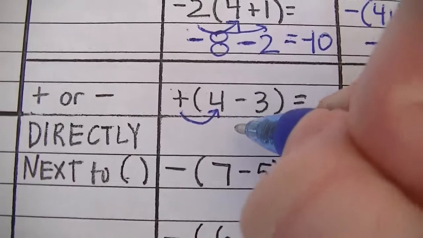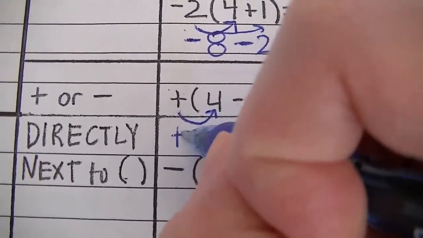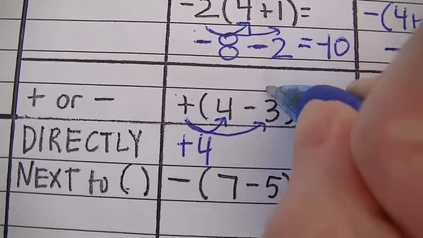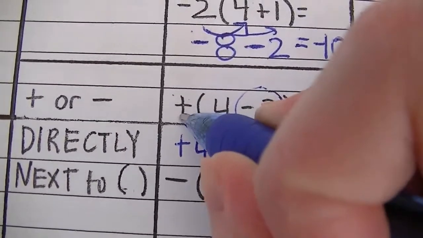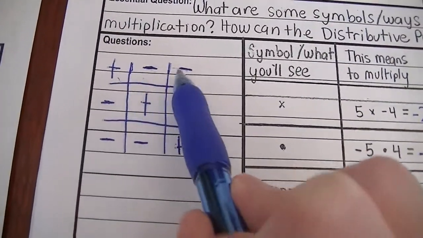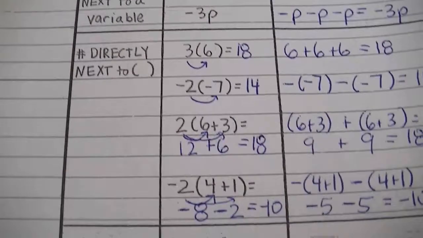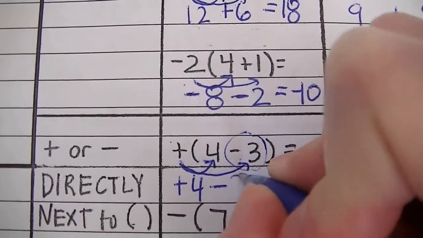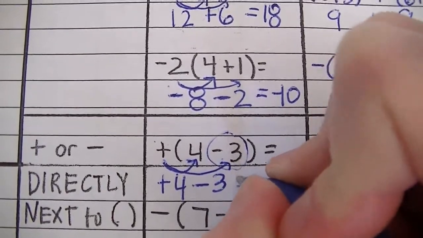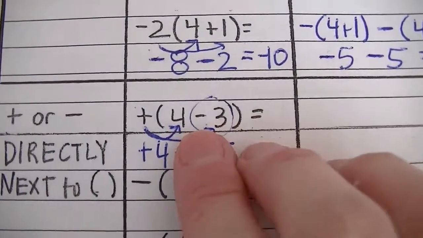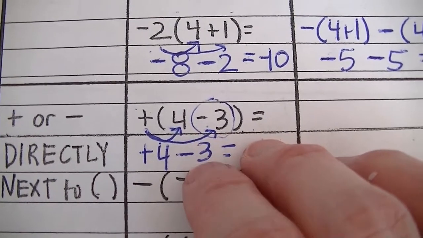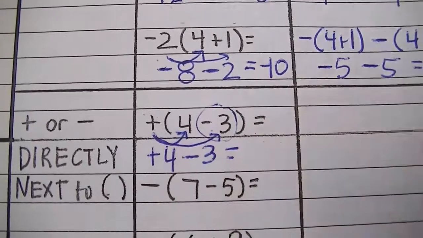Positive times a positive 4, that gives me positive 4. Then I have a positive times a -3. What's a positive times a negative? Positive times a negative gives you a negative. So I'm going to write positive times a -3 is a -3. Okay? So think about where you're at on the number line. You're 4 units to the right of 0, because that's a positive 4. And then you're going to go to the left 3 units, placing you at 1.